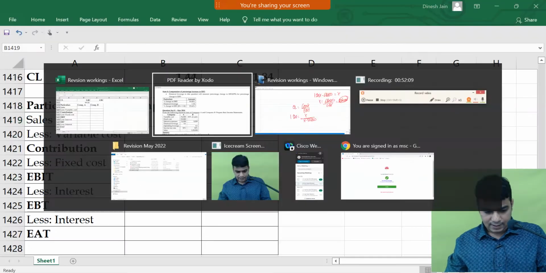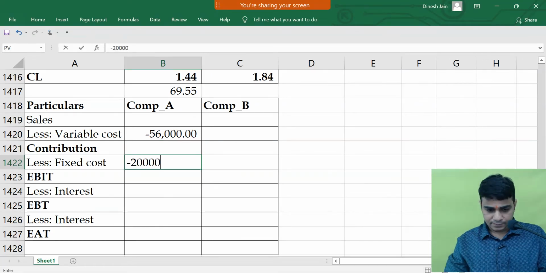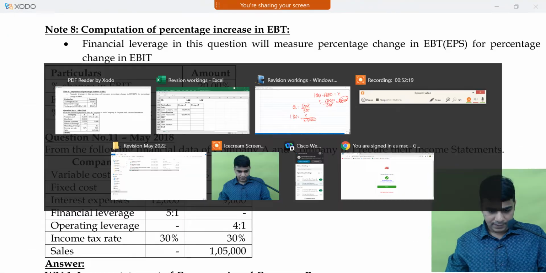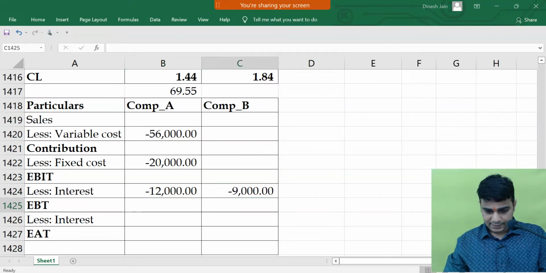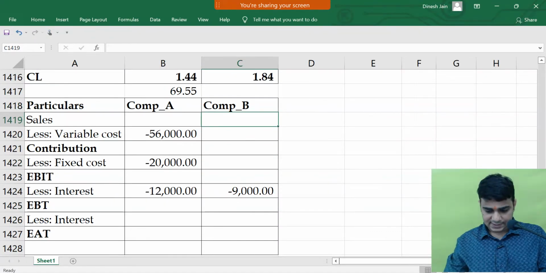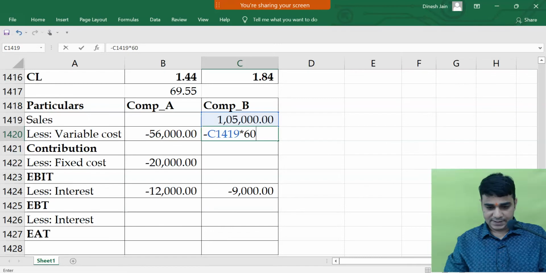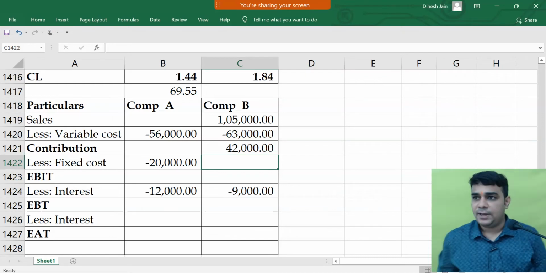I have some data points in the question. Variable cost is 56,000. Fixed cost is 20,000. Interest is 12,000. 9,000. Tax rate is there and sales is there. Sales is 1,05,000. Variable cost is 60%. Contribution is 42,000. So this is the information available in the question.